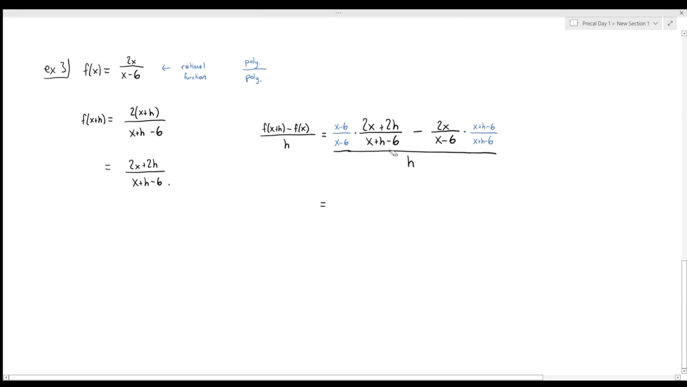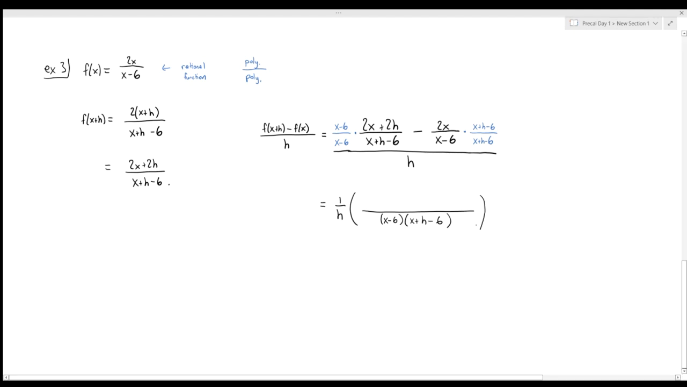The way I'm going to do that is we have everything here being divided by h. Dividing by h is the same as multiplying by the reciprocal, 1 over h. So I'm going to rewrite the problem so that instead of dividing everything by h, I'm multiplying everything by 1 over h instead, okay? And then for this step in the numerator, they're going to have a common denominator of x minus 6 times x plus h minus 6. Okay, so I'm going to put them all together.